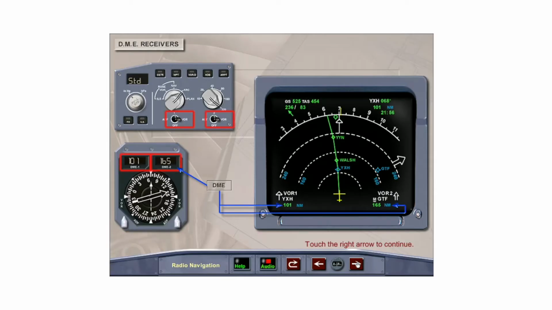There are 2 DME receivers which will automatically tune the associated VOR or ILS frequency that is presently active. The VOR DME is displayed on the navigation displays 1 and 2 if VOR is selected on the EFIS control panel. The DDRMI also displays DME information.